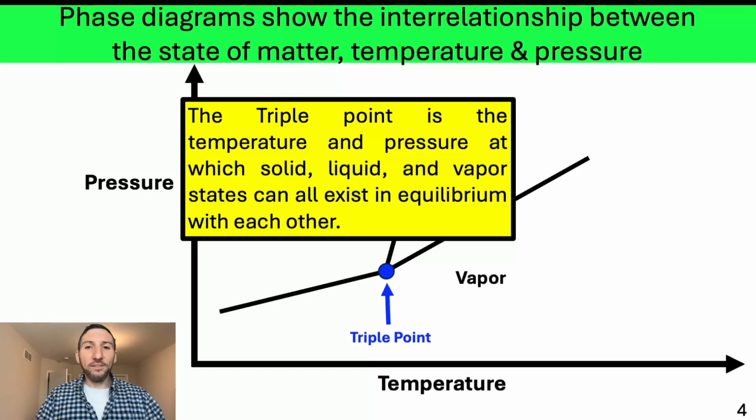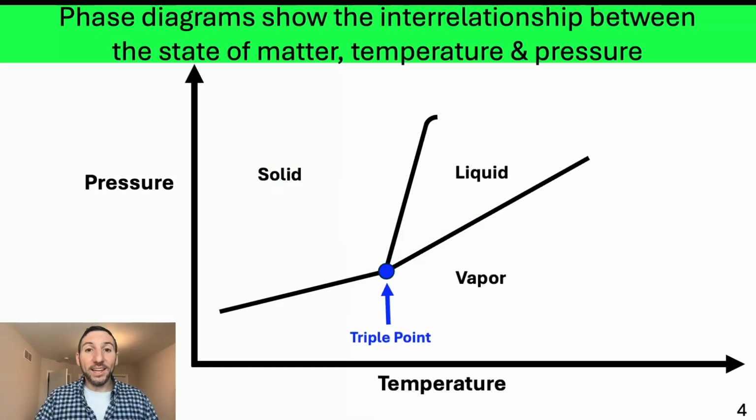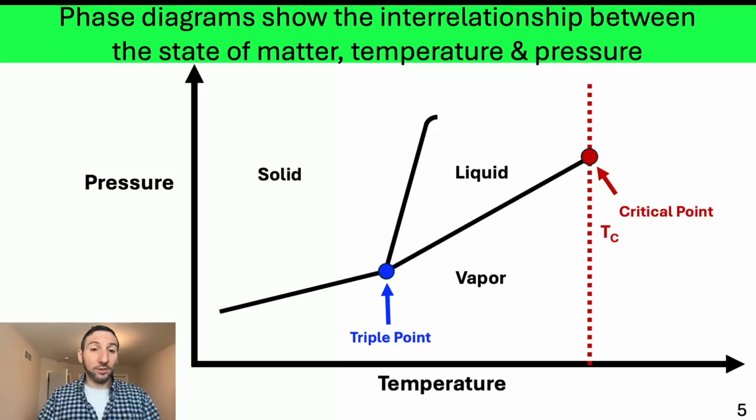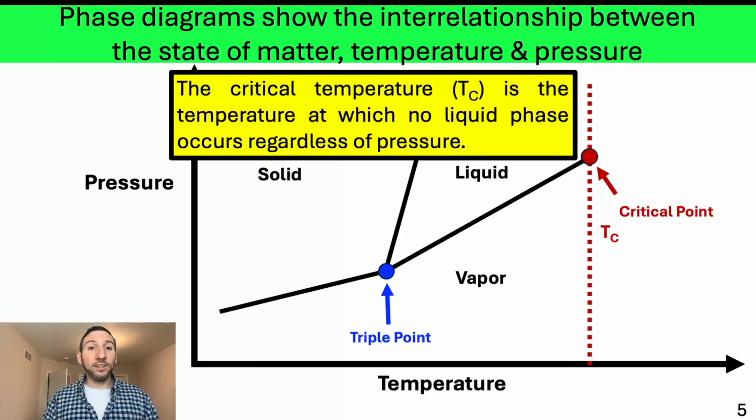Now, if you decide to go along your liquid vapor line and you go to the end of the liquid vapor line, there's another special point we hit, and that is called our critical point. And the critical point has some corresponding temperature and pressure, where that temperature is called our critical temperature. Now, the critical temperature is the temperature at which no liquid phase occurs regardless of pressure. So we are so high in temperature, we can never form liquid.